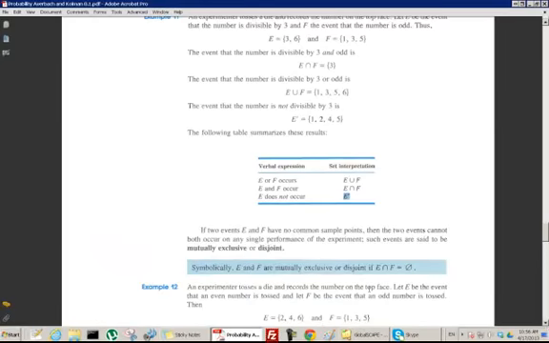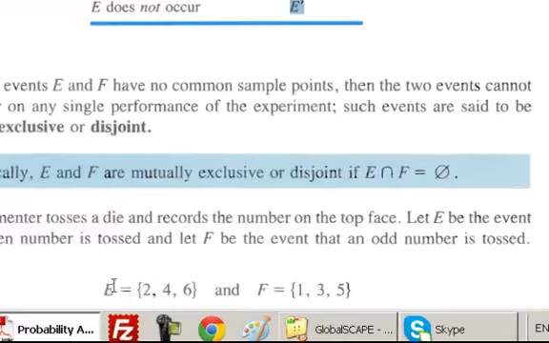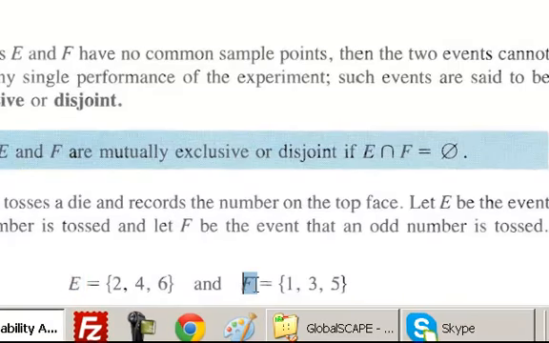If two events have no common sample points, then the two events cannot both occur on any single performance of the experiment. Such events are said to be mutually exclusive or disjoint. For example, here, E and F are what? Getting an even number and getting an odd number. So if you roll a die just once, a single occurrence, then you can't get both an even number and an odd number. And the reason is that these have nothing in common. Okay?